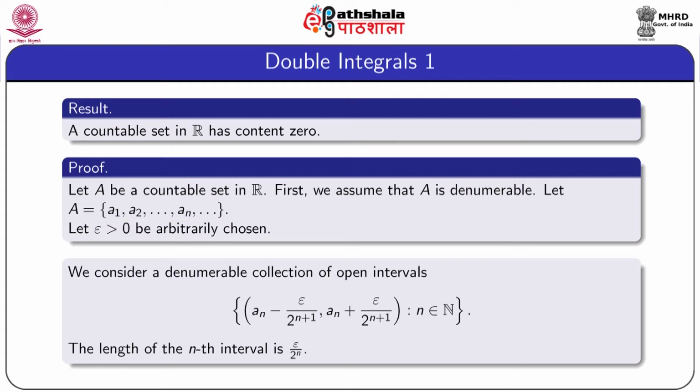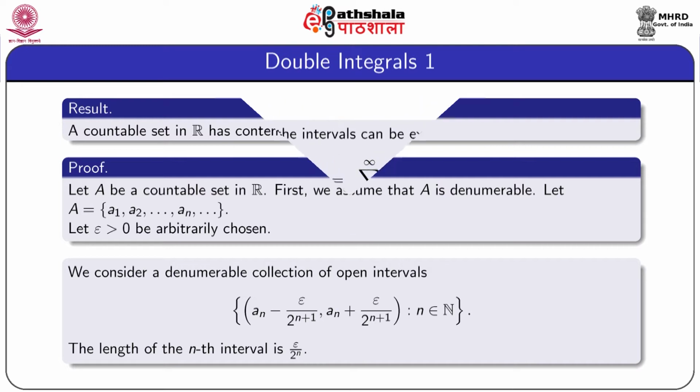We choose epsilon positive arbitrarily. Now we consider a denumerable collection of open intervals with left endpoint an minus epsilon by 2 to the power n plus 1 and right endpoint an plus epsilon by 2 to the power n plus 1. Here n is any natural number. Now one can check that the length of the nth interval is epsilon by 2 to the power n.